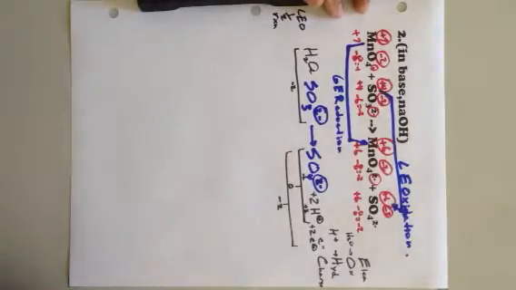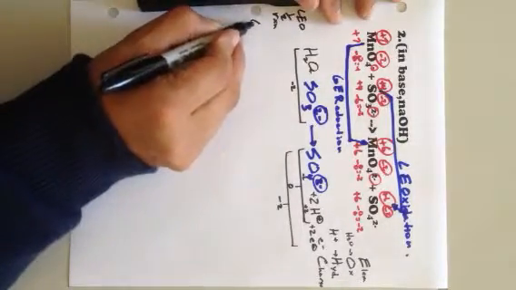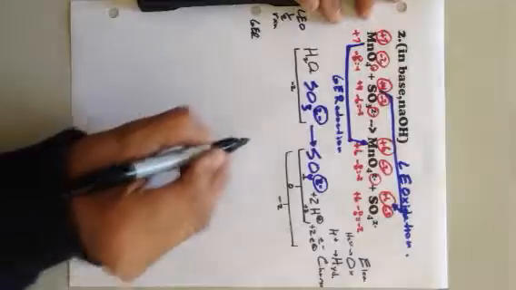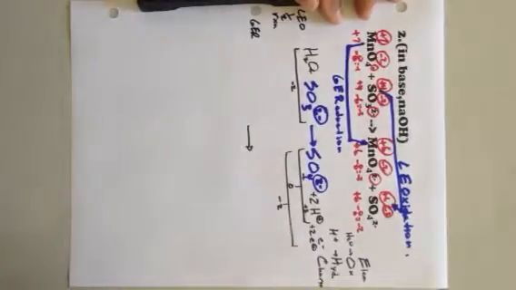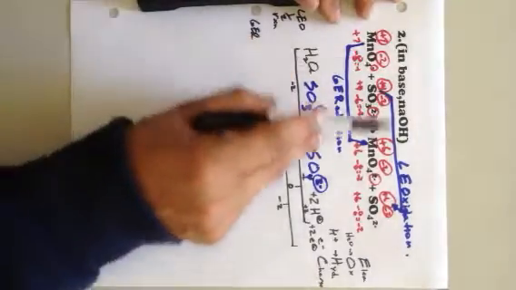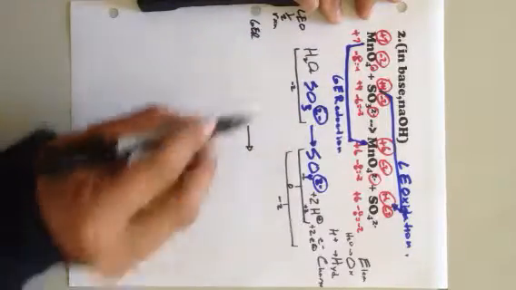Now let's do the reduction side. So let's start out here, and let's put it here. So this is MnO4.